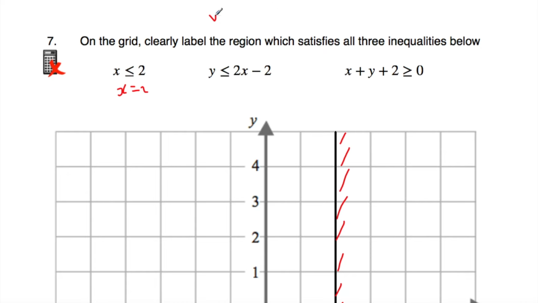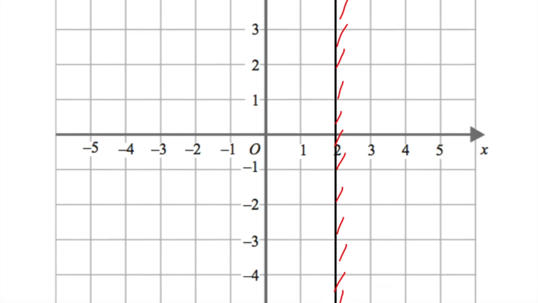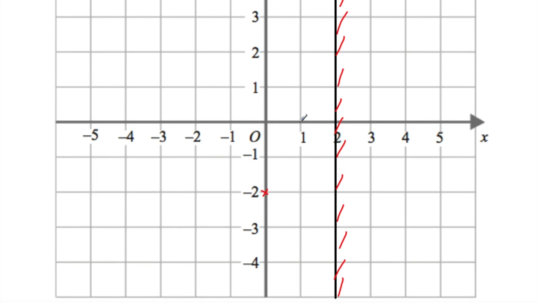Okay, next, y is less than or equal to 2x minus 2. So I'm going to draw the graph of y equals 2x minus 2. And I'll do a little xy table, so x and y, 0, 1, 2. And to find the y coordinate, we times the x coordinate by 2 and take away 2. So 2 times 0 is 0, take away 2 will be minus 2. 2 times 1 is 2, take away 2 is 0. And 2 times 2 is 4, take away 2 is 2.